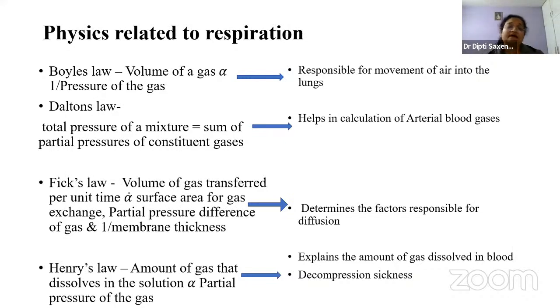Fourth important law is Henry's law, which states that the amount of gas that dissolves in a solution is directly proportional to the partial pressure of the gas. This explains the amount of gas that is dissolved in blood, and this is very important from the point of view of decompression sickness. Now, what happens as we go to higher altitudes, because of decreased partial pressure, more and more nitrogen leaves the blood and enters the plasma. It leaves the plasma and enters the tissues, leading to emboli, which leads to decompression sickness.